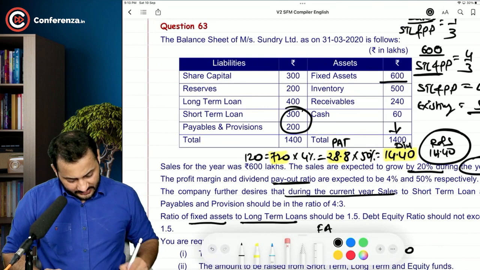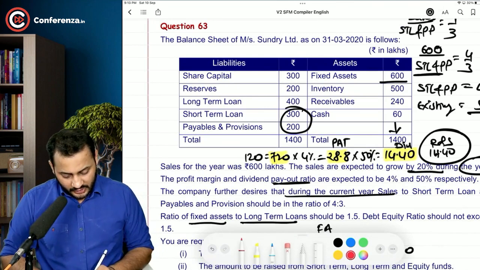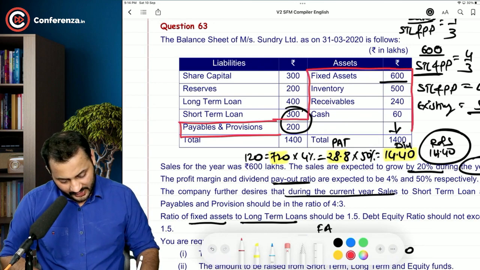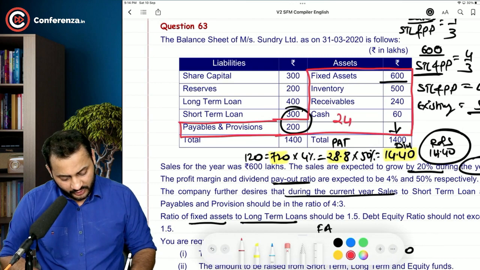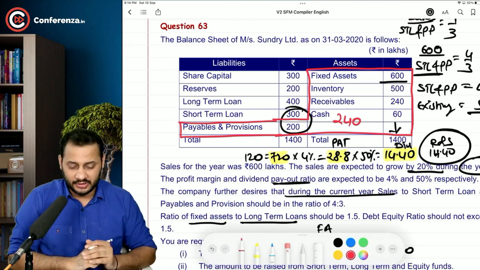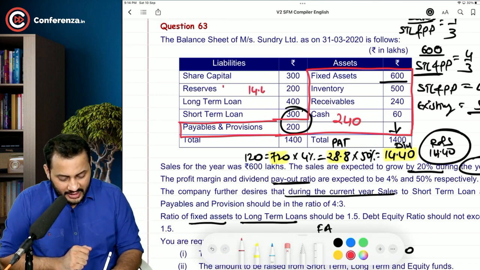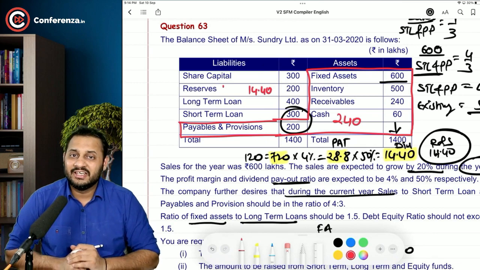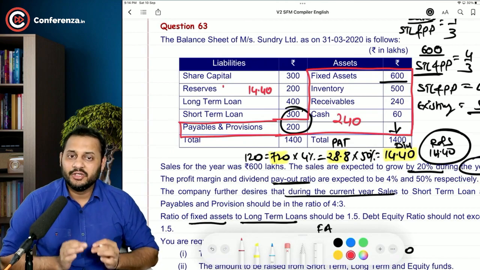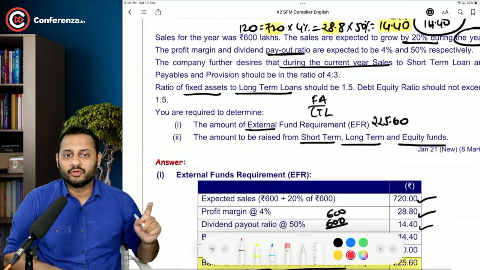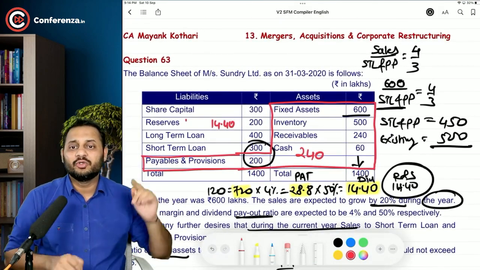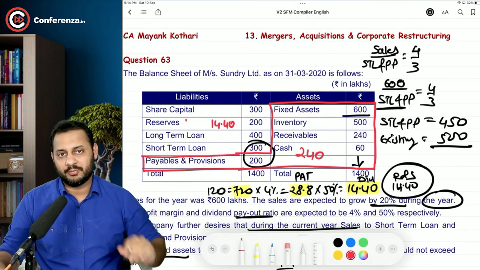So if you try to understand the entire situation, if we cover up this much of the balance sheet, we need 240 lakhs here. Okay, 240 lakhs here. We will match the balance sheet, out of which 14.40 lakhs is being contributed by the internal funds, which is reserves. Okay, this year's profit. Now you need to tell us 240 minus 14.40 comes to 225.60. How much of that 225.60 is the long-term loan, short-term loan and share capital? Okay.